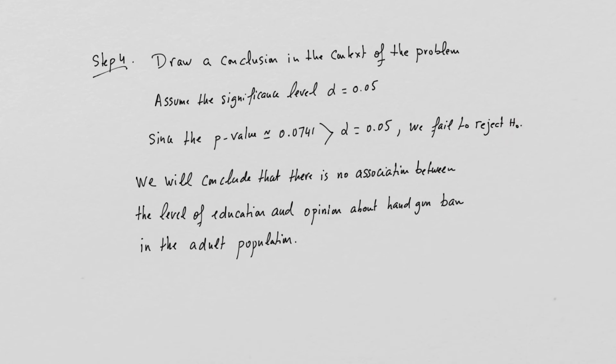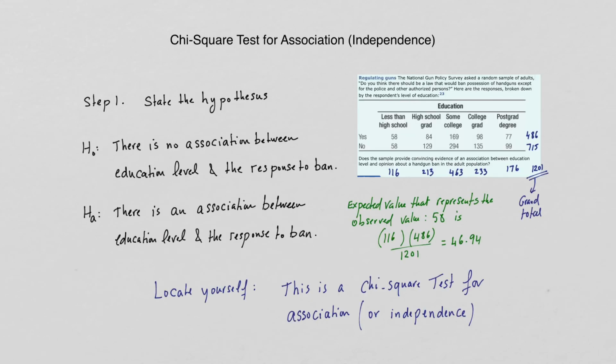And then make sure you draw the conclusion in the context of the problem. That's your step 4. We will conclude that there is no association between the level of education and opinion about handgun ban in the adult population. Okay? And that should end the story, because that is exactly what we want to investigate. We want to know if you're going to accept this claim or are you going to stick with the null hypothesis. That's the whole point.